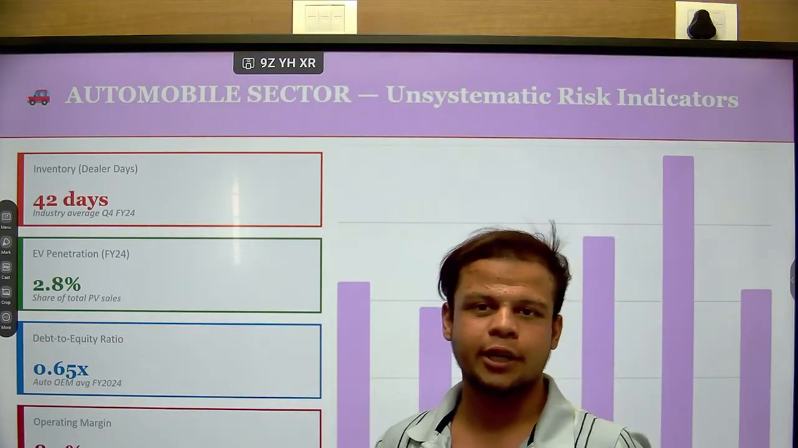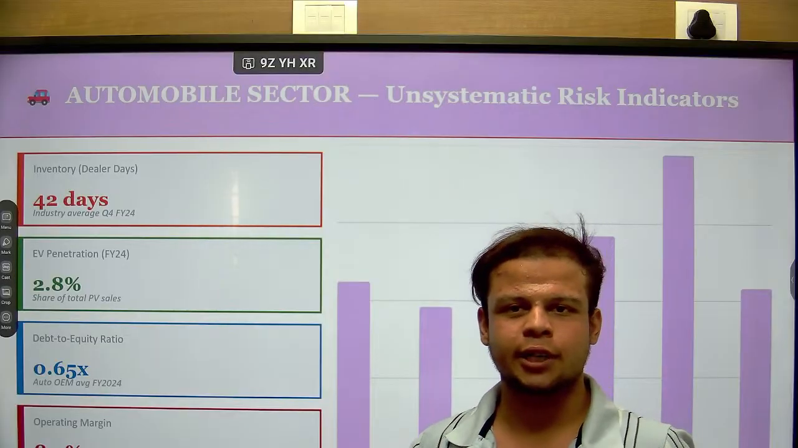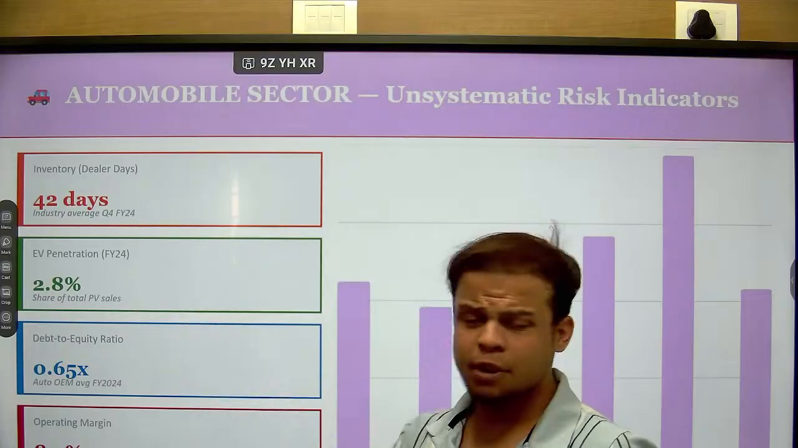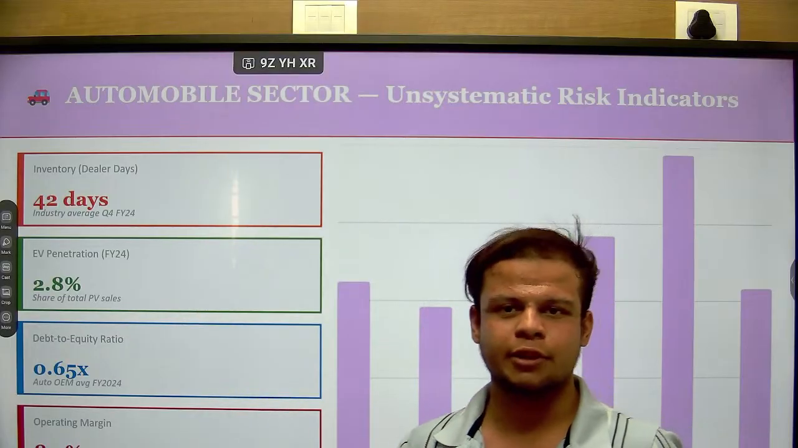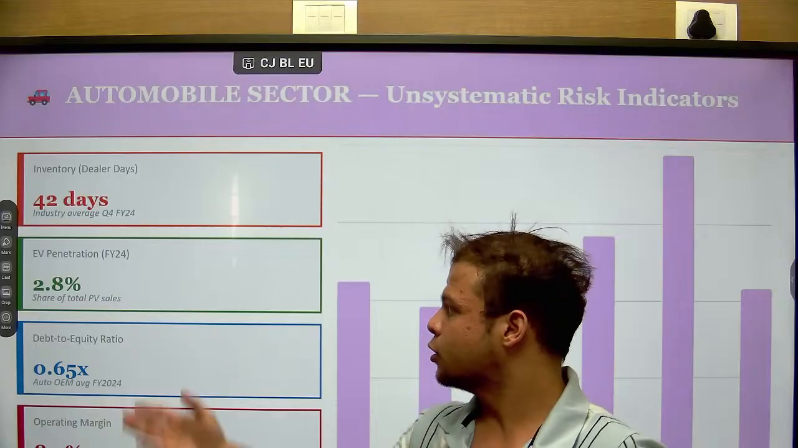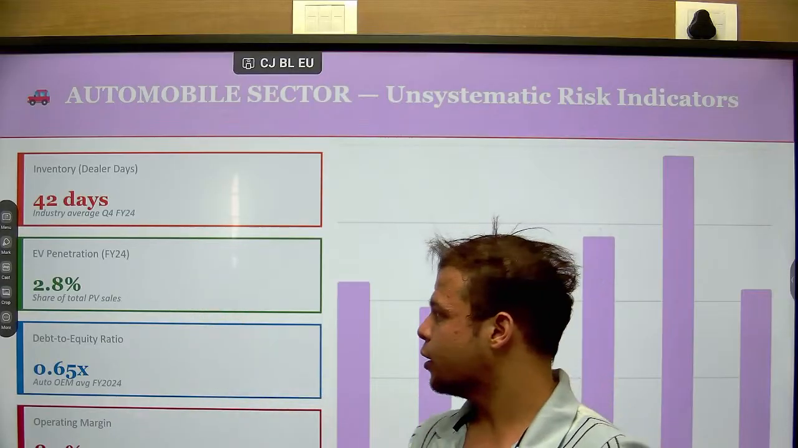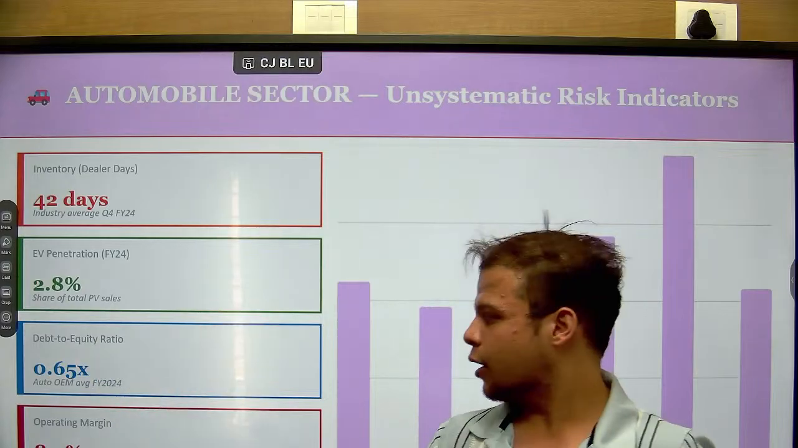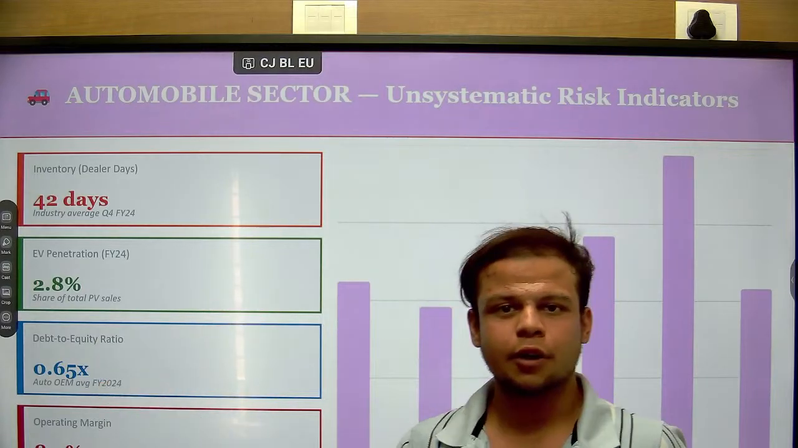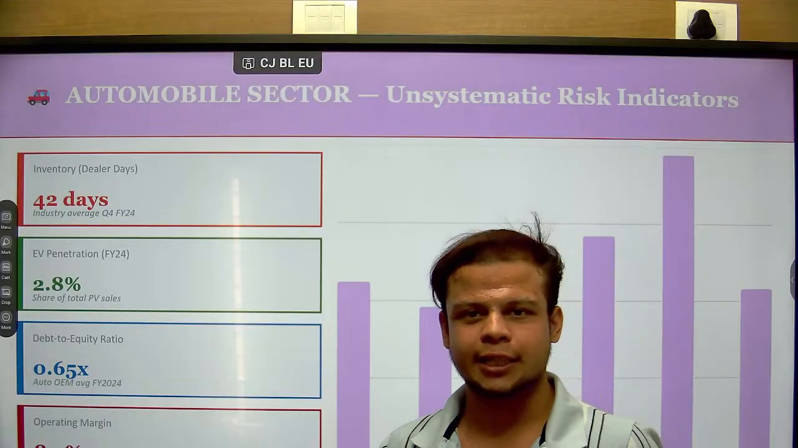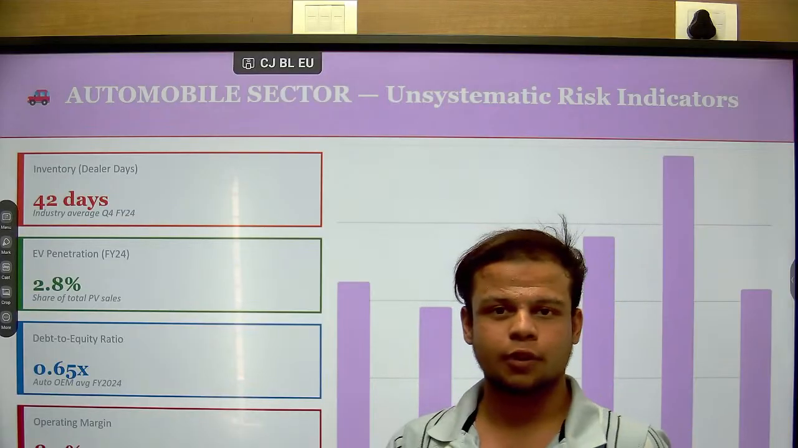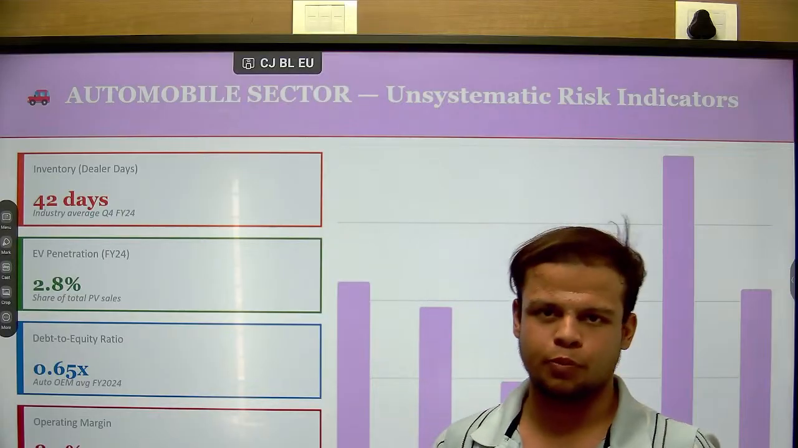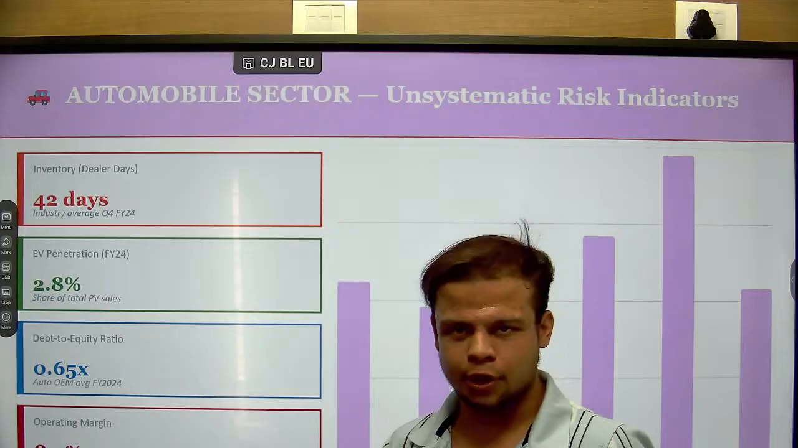But here inventory talks about semi-manufactured or semi-finished goods, like OEM comes under this. EV penetration: now we are going into EV sectors from gasoline or diesel, so EV penetration is a very important thing, as a share of total PV sales. Then debt to equity: we can say that 0.65 times, automobiles are increasing their debt per year. This is good, but sometimes more debt can also cause some problems, so we have to keep an eye on the debt to equity ratio as well.